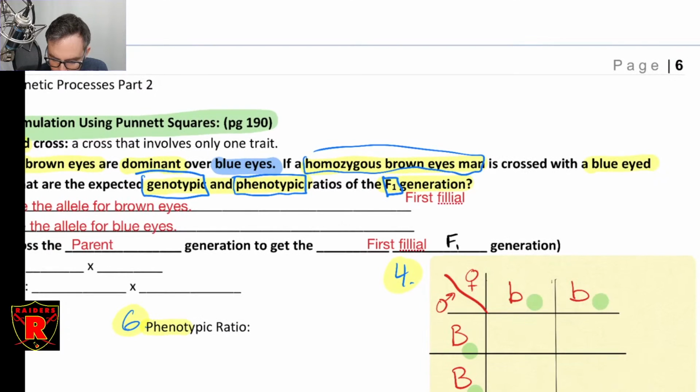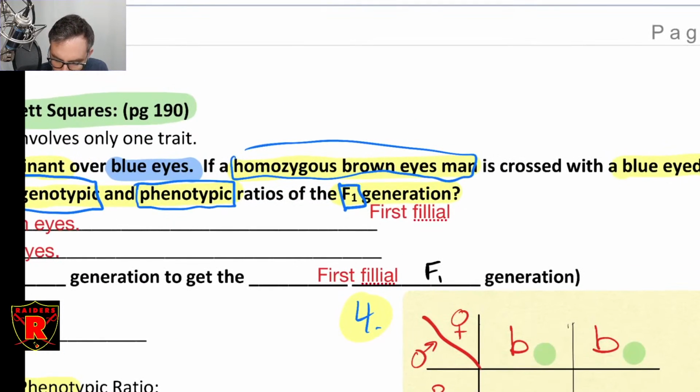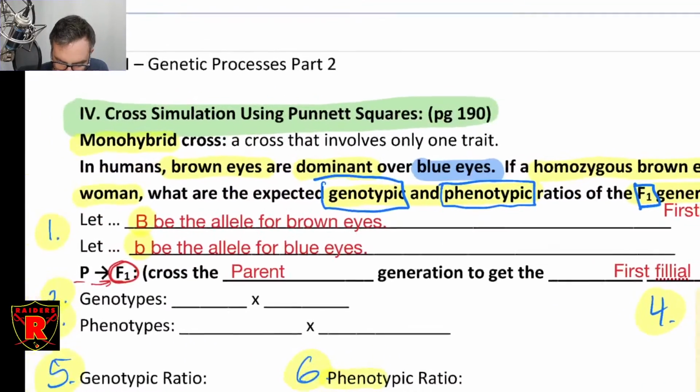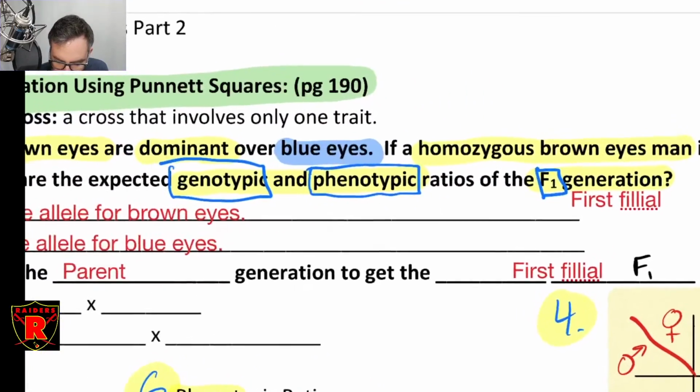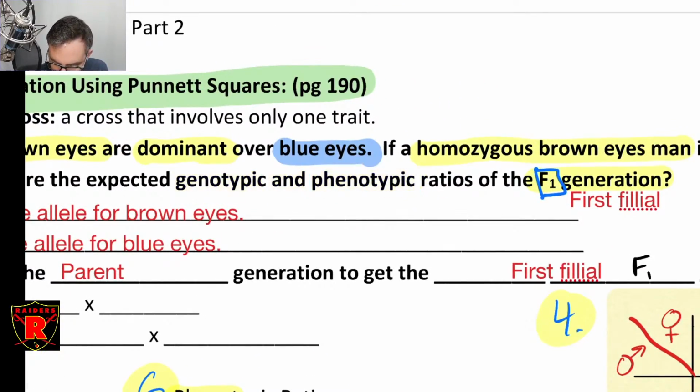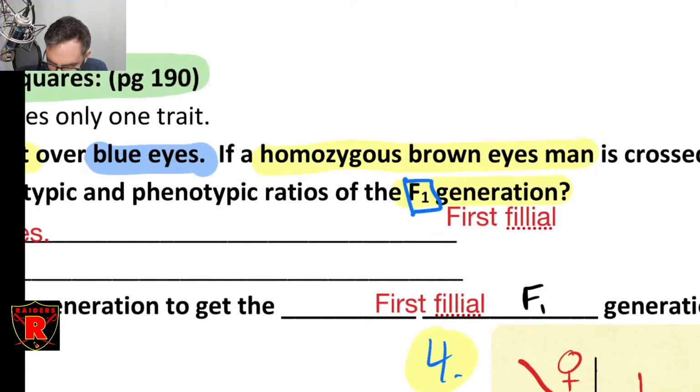In this question, it says, if a homozygous brown-eyed man is crossed with a blue-eyed woman, what are the expected genotypic and phenotypic ratios of the F1 generation? Remember, the F1 means first filial. It means the children of these particular parents. You can also ask about the second filial generation, which is the children of the children. That would be the F2 generation.